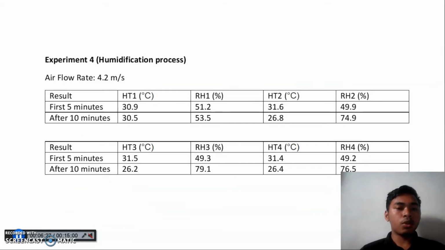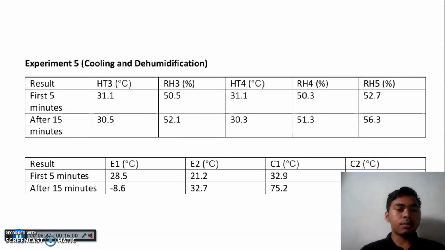Experiment 4 is the humidification process. In the humidification process, we just need to add moisture and we record all data in HT1, HT2, HT3 and HT4. Experiment 5 is cooling and dehumidification. We need to do cooling and we open the humidification. And we record all data for the first 5 minutes and after 15 minutes.